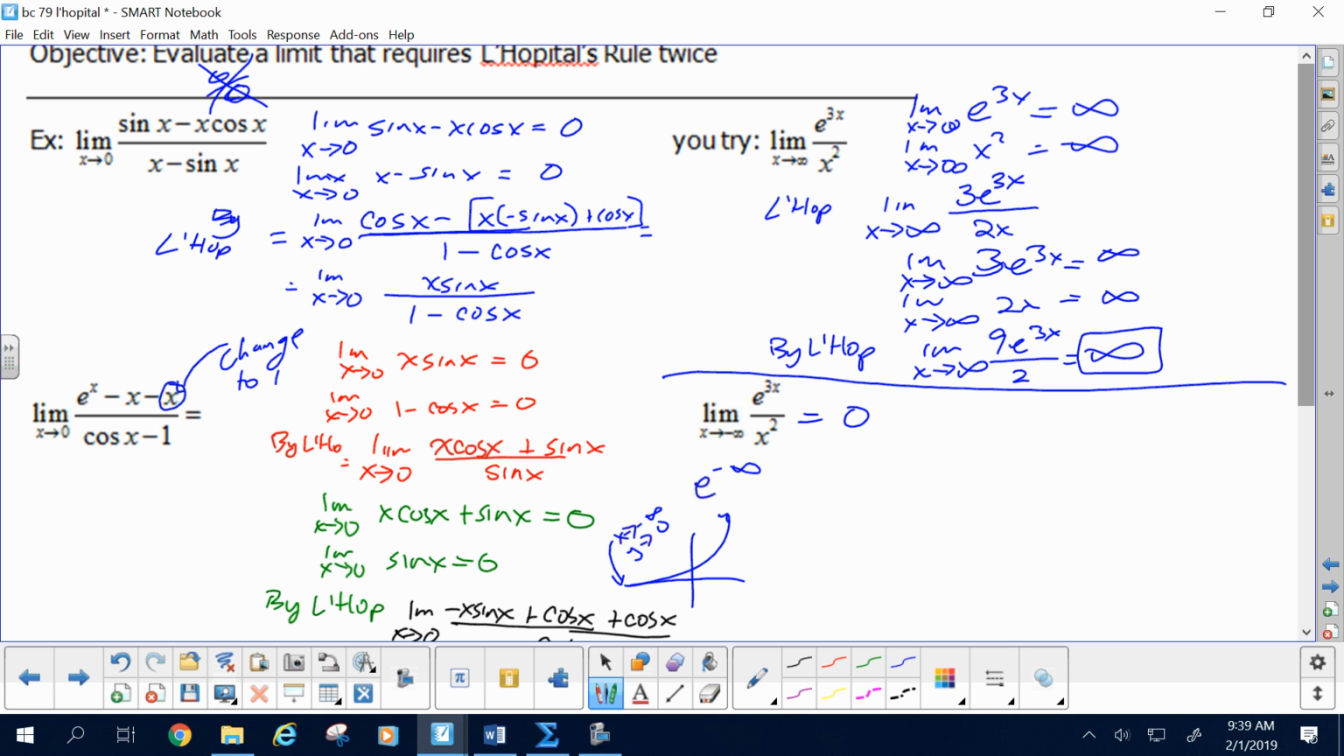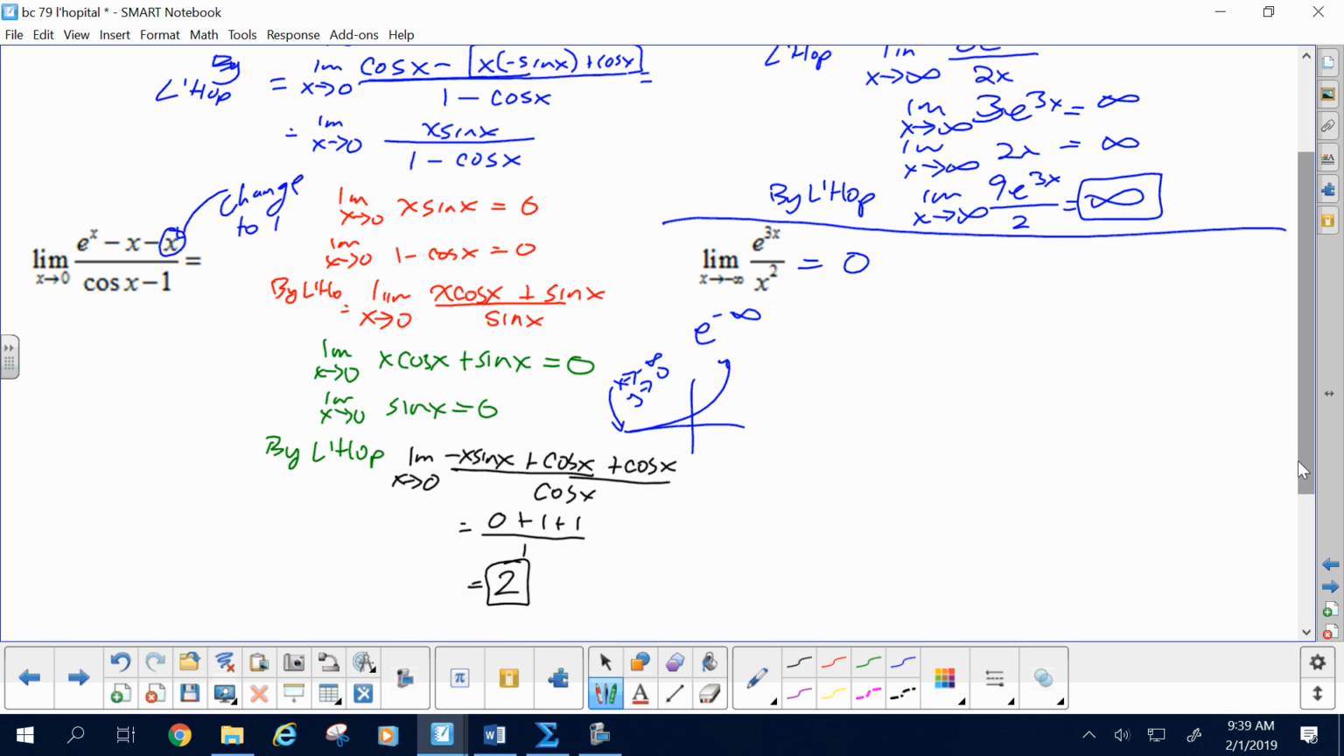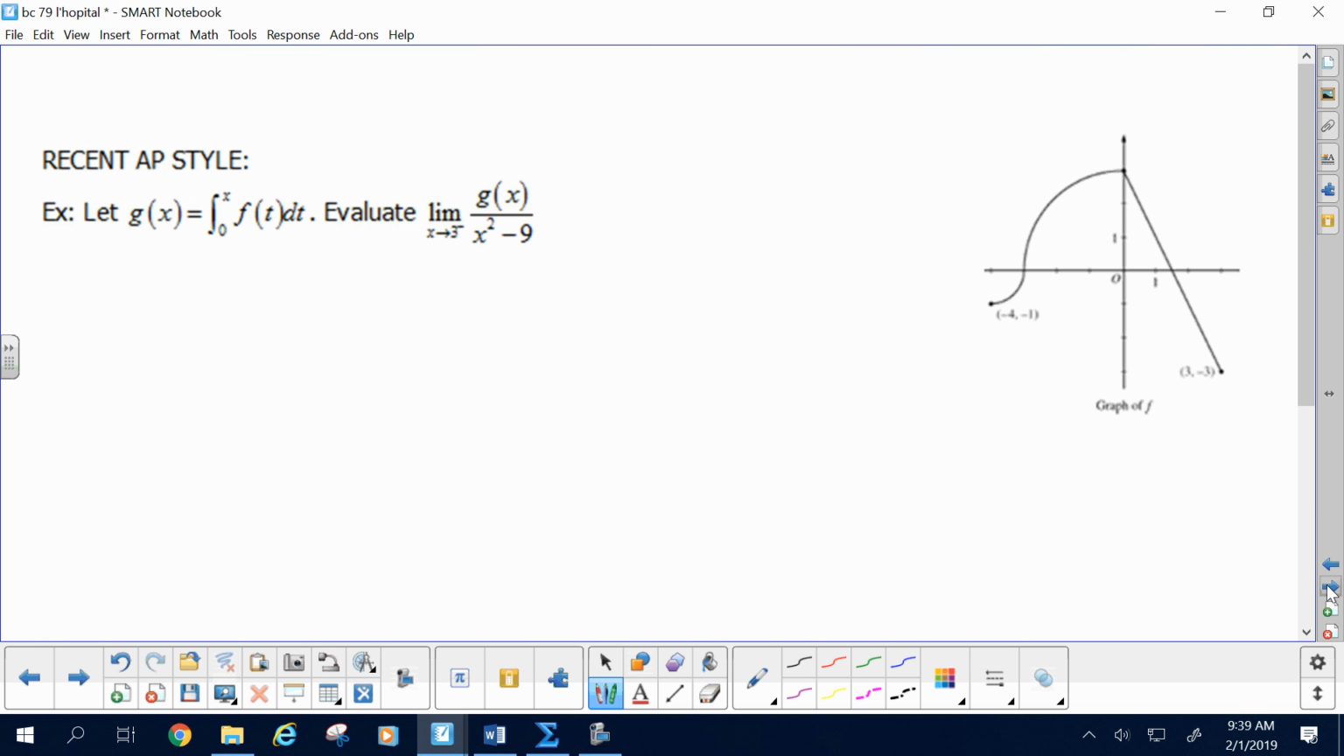The limit is 0. So the key to any skill is knowing when to use it and when not to use it. L'Hopital should only be used when it's appropriate to do so. I think I'll blow that one off in the interest of time and go to this guy.